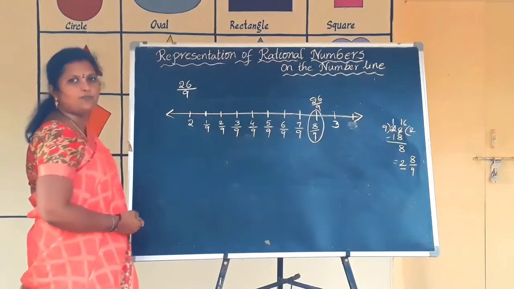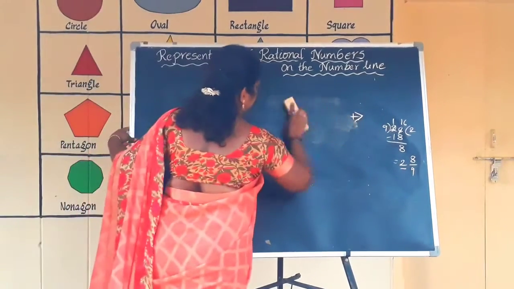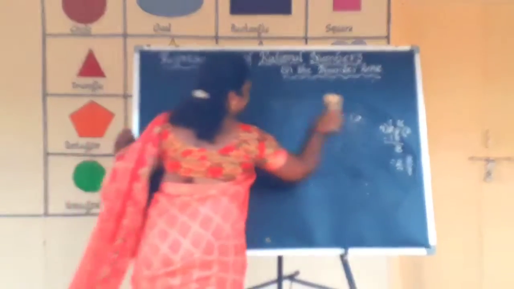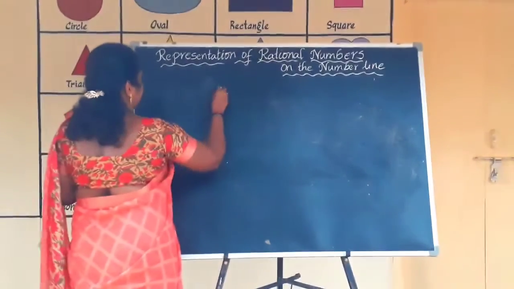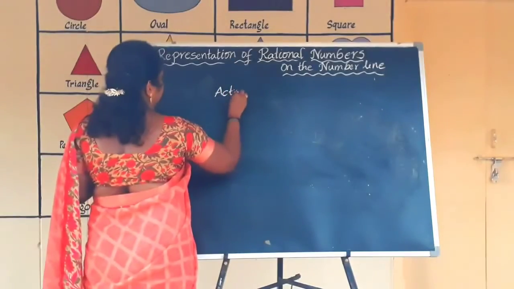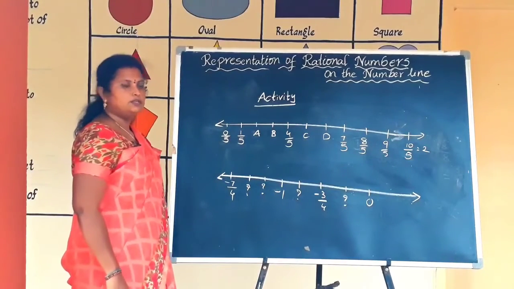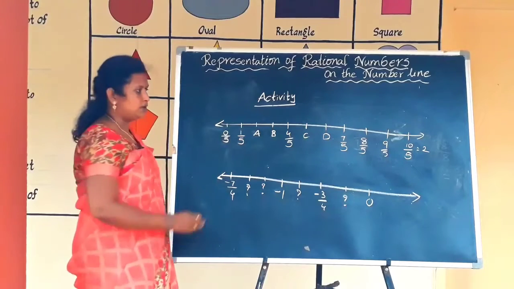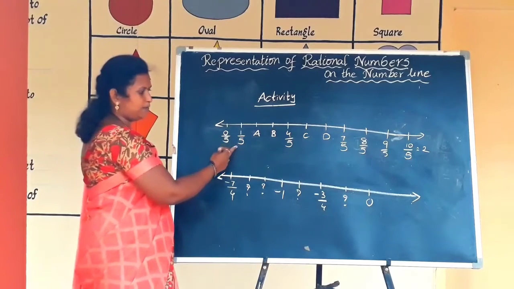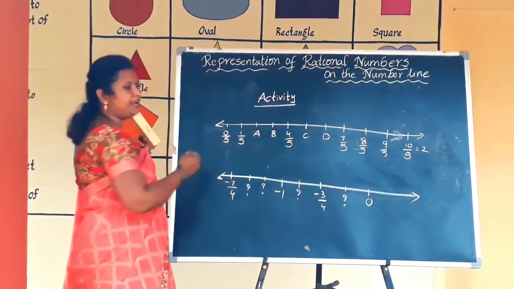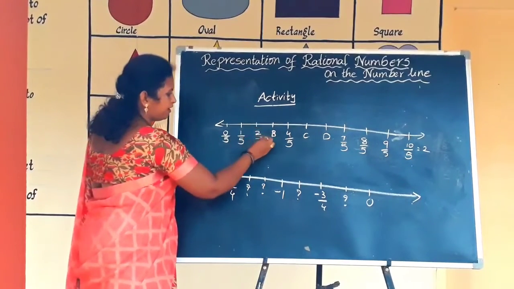Okay, now let us do a small activity. See this one. Now let us see the activity. There is a number line. Here we are having 0 by 5, 1 by 5. Now then what does the letter A indicate here? The letter A indicates, yes, it is 2 by 5.